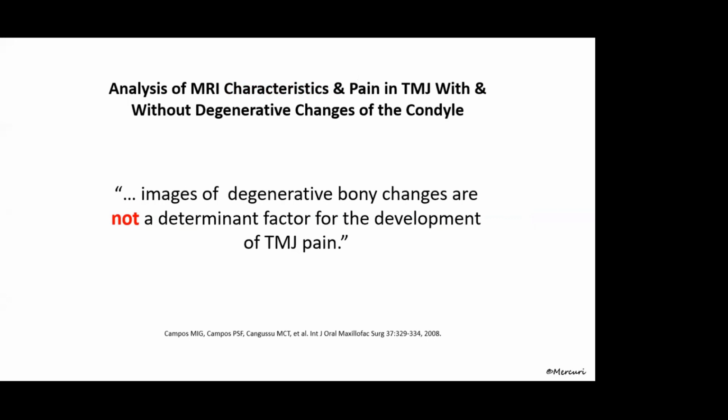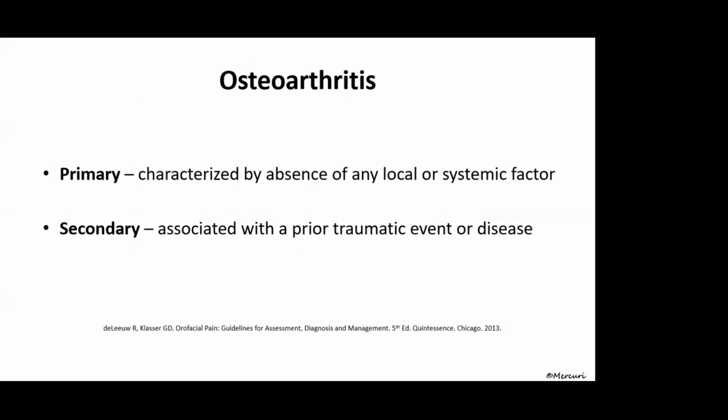imaging is not the determining factor of TMJ pain. It's the clinical symptoms that are important, because there's such a thing as primary osteoarthritis, which is characterized by the absence of any local or systemic factor. These patients don't have pain or they have minimal pain, as opposed to secondary osteoarthritis, which is associated with prior traumatic events or disease. These are the patients that we're interested in looking at. We'll talk about secondary osteoarthritis a little bit more.